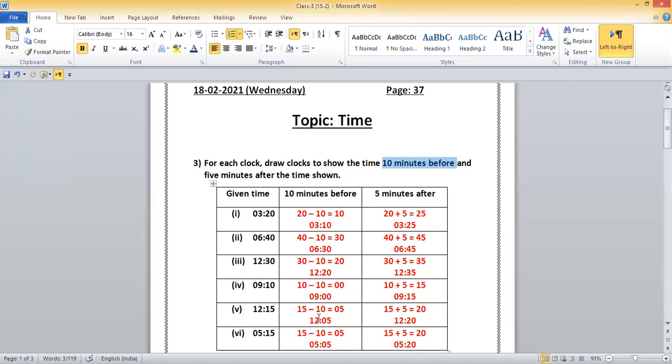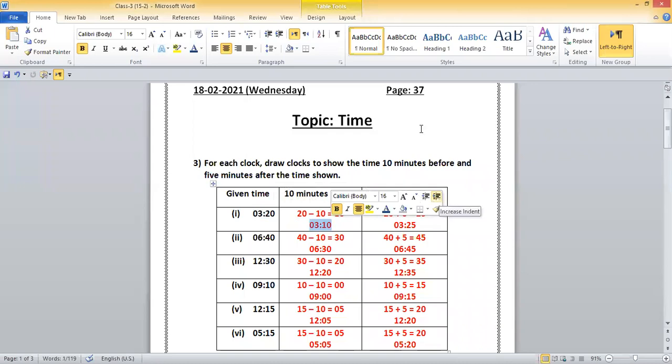So we made one column. The column is 10 minutes before. To find out what time will be 10 minutes before, what we need to do is, 3:20, 20 past 3, just minus 10 minutes from 20 minutes, you will find out what time it will be. So 20 minus 10 equals 10. It will be 3:10. That means 10 past 3. And to find out after 5 minutes, what time will be if the given time is 3:20, you need to just add 5 minutes to 20, 20 plus 5, it's 3:25.